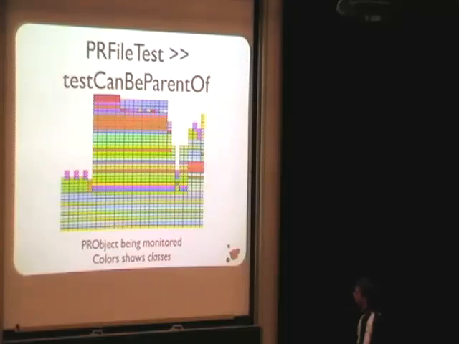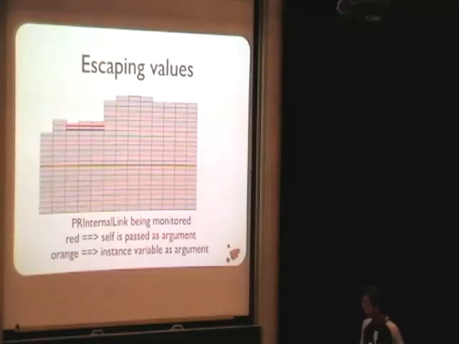There are a few other maps, such as this one where each color is a class. When this test is executed, I can see all the different classes that are involved within this test. Then, by using a different color map, I can see what are the values that I escaped. Here the first bottom line shows the instances, the variables that I passed when a method call is sent, and the red is the self-reference that is passed to an object.